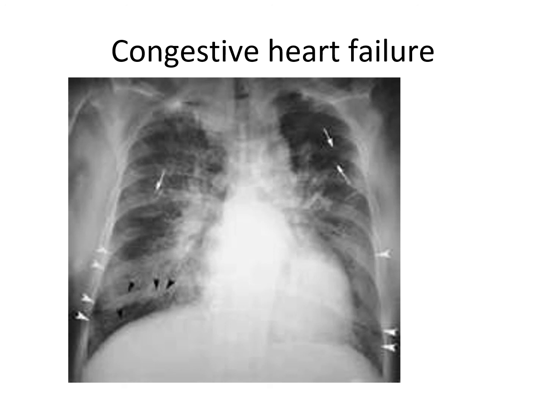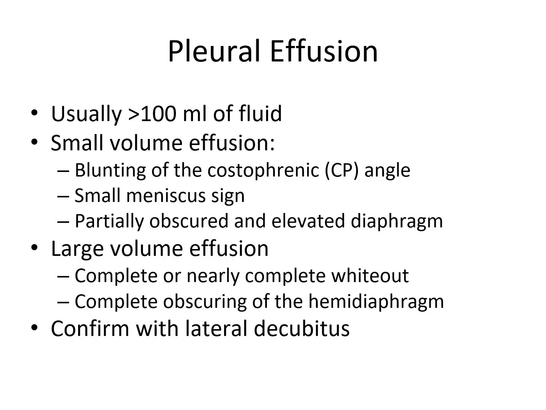with that one arrow. All right, a pleural effusion generally is greater than 100 mils of fluid. There's usually about 50 mils anyway in the pleural fluid, which is normal. Again, you need to confirm that with a lateral decubitus X-ray. So a small volume pleural effusion will blunt that costophrenic angle. So those little points on the bottom there by the diaphragm will be blunted. You won't see it as well.